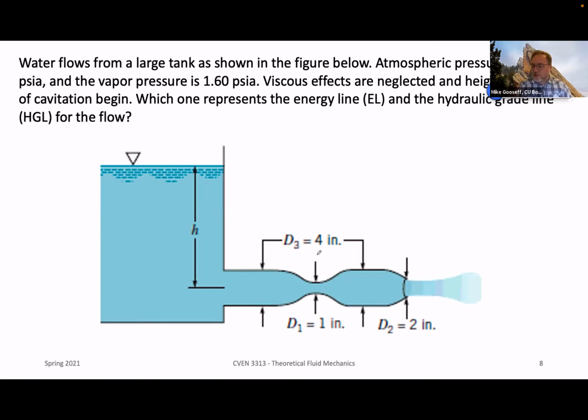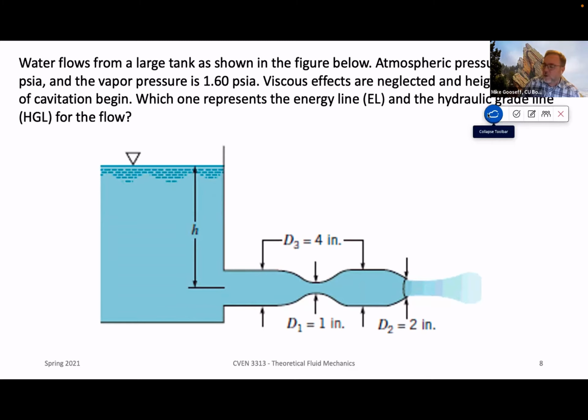Water flows from a large tank as shown in the figure below. Atmospheric pressure is 14.5 psi absolute, and the vapor pressure for water is 1.6 psi absolute. Viscous effects are neglected, and height h is where cavitation begins. I guess it's a little choppy there on the English, sorry about that. Which one represents the energy line? This was actually a multiple choice one, and instead I wanted to draw this one in together.